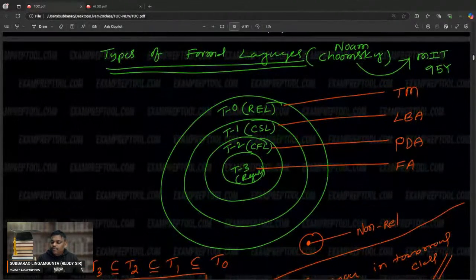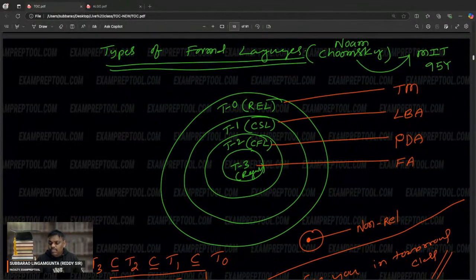Next, types of formal languages. According to Chomsky, we have 4 types of formal languages: type 3, type 2, type 1, type 0. Type 3 is the smallest formal language, also known as regular language. Like in India, according to the way people speak, we divide people into so many parts.